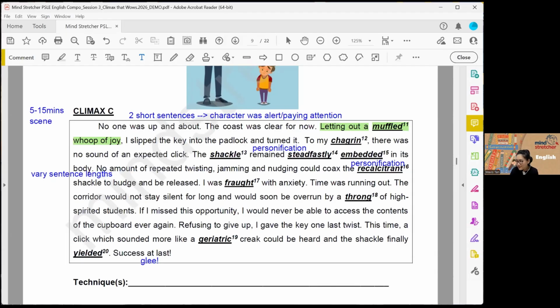Because if you were to not use the slow motion, you will just finish saying this in maybe 2 sentences, right? I slipped the key into the padlock and turned it, but it refused to open. After a few tries, it finally opened. That's not slow motion. I don't have any description. I've got no emotion. I've got no personification. I've got no drama, no atmosphere. Exactly. So all of you know the short version, which is what we don't want, because this is a very important scene.